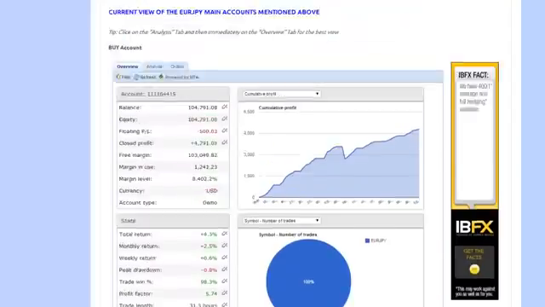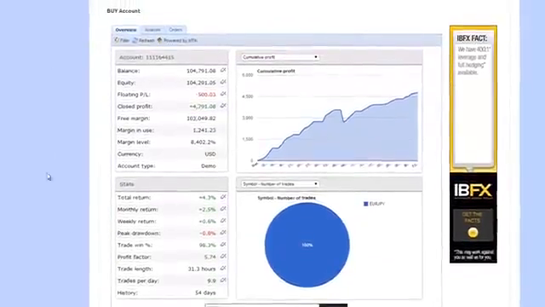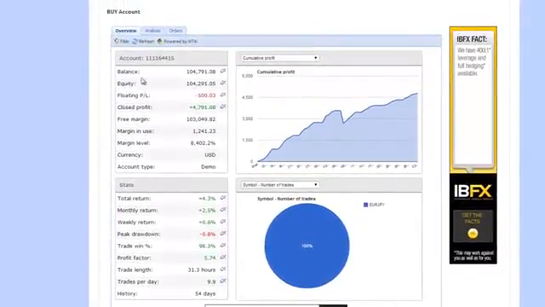But essentially, if you look at this area here, we have the buy account, and the buy account has cashed in over $4,700 worth of transactions.